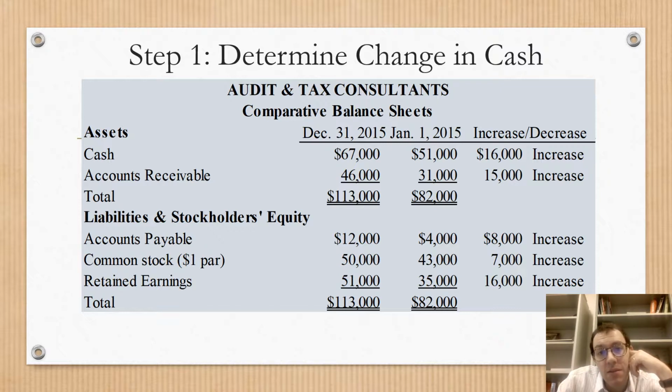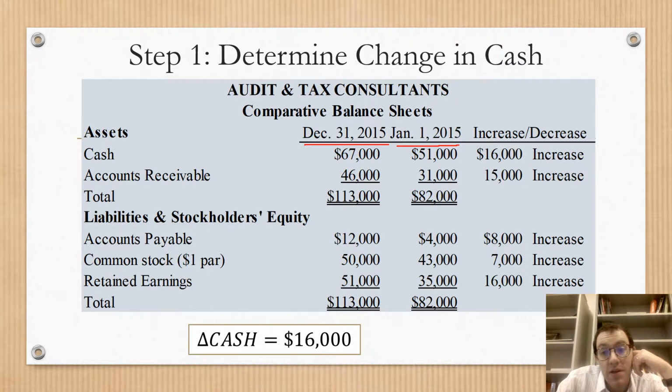I made a little example. Here you have audit and tax consultants, and we have comparative balance sheets. So you've got the January 1st balance sheet, and then you have December 31st of the same year. First thing to note is that cash goes up $16,000. Now we're going to see of that $16,000, how much is operating, and how much is investing, and how much is financing.